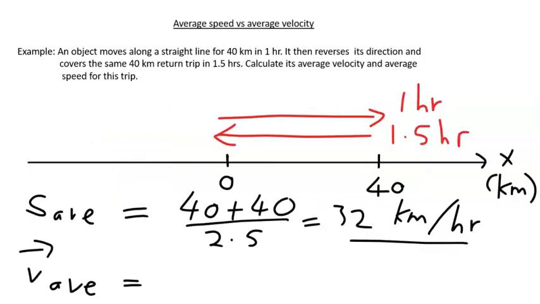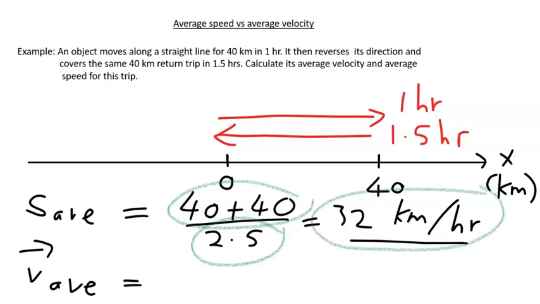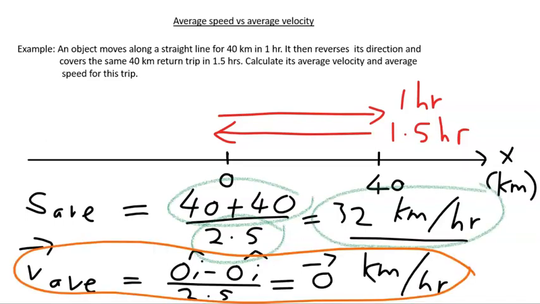Now what about if the object goes and comes back to the same point? In this case, the distance traveled is the same as before, which is 80 kilometers in the same amount of time, 2.5 hours, and it has the same average speed of 32 kilometers an hour. The average velocity is 0 in this case because the displacement is 0, since the initial and final points are the same. So the magnitude of the average velocity and average speed need not be the same.